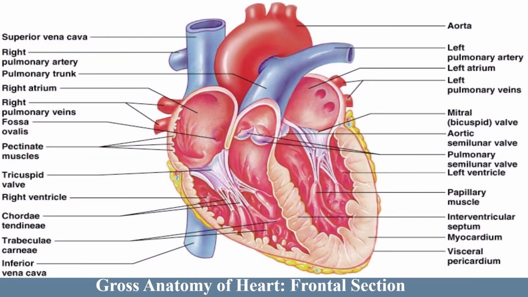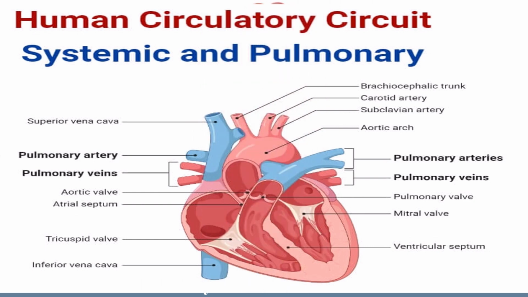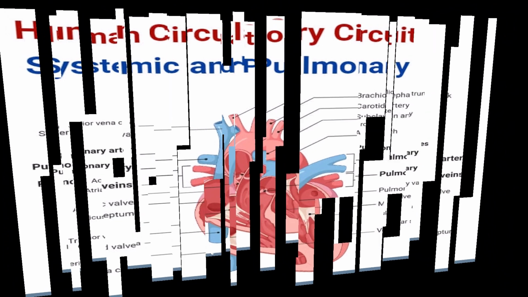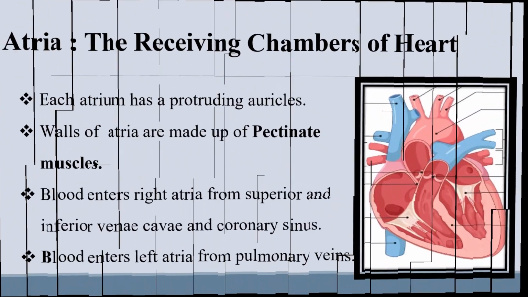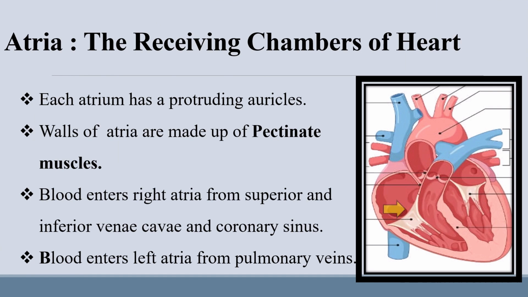Now focus on the chambers of the heart. The human heart has four chambers consisting of atria and ventricles. Atria are the receiving chambers. Each atrium has a protruding auricle. Walls of the atria are made up of pectinate muscles. Blood enters the right atrium from the superior and inferior venae cavae and the coronary sinus.